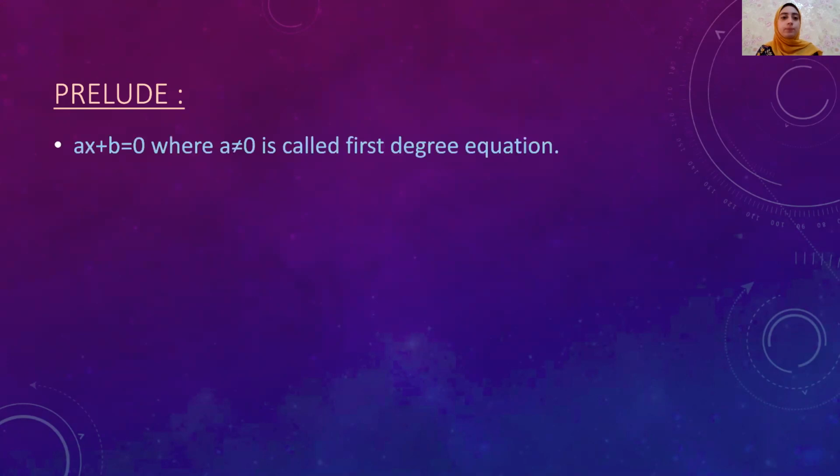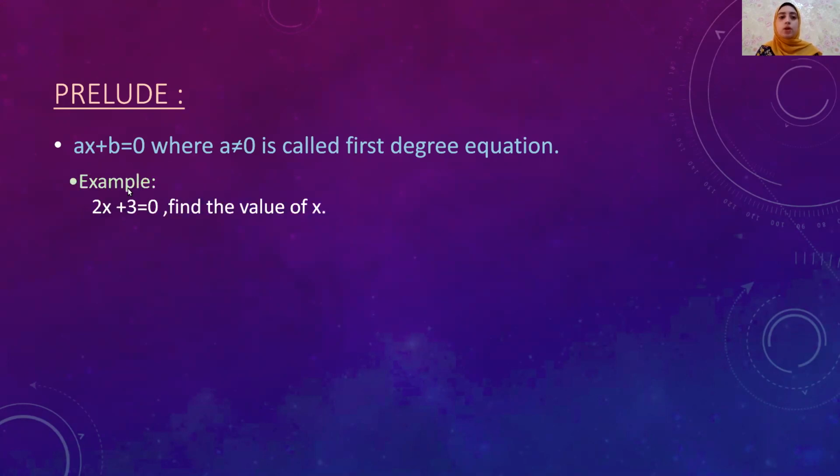Now our lesson today is about the quadratic equation. First of all, we have taken before, in middle 3, the equation of first degree. It was ax plus b equals 0, where a doesn't equal 0. It's called a first degree equation. What is a first degree equation? It is an equation in which the largest exponent or index of the variable is 1.